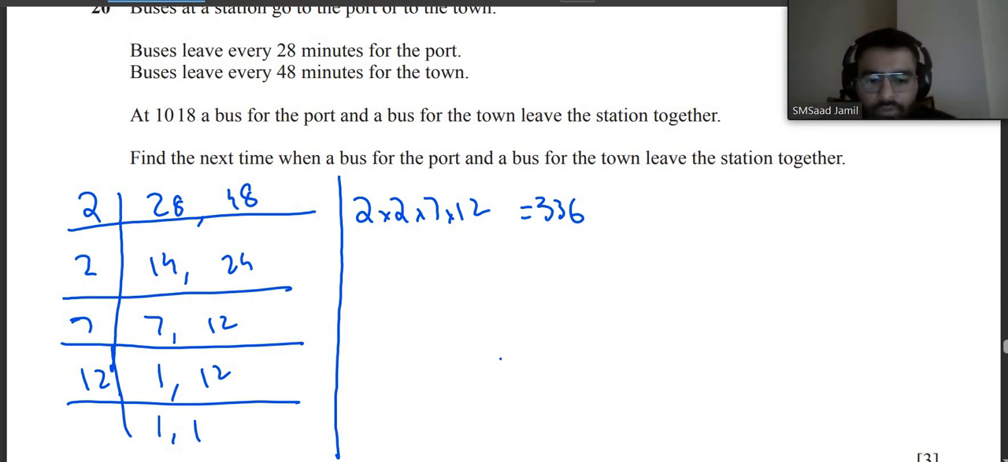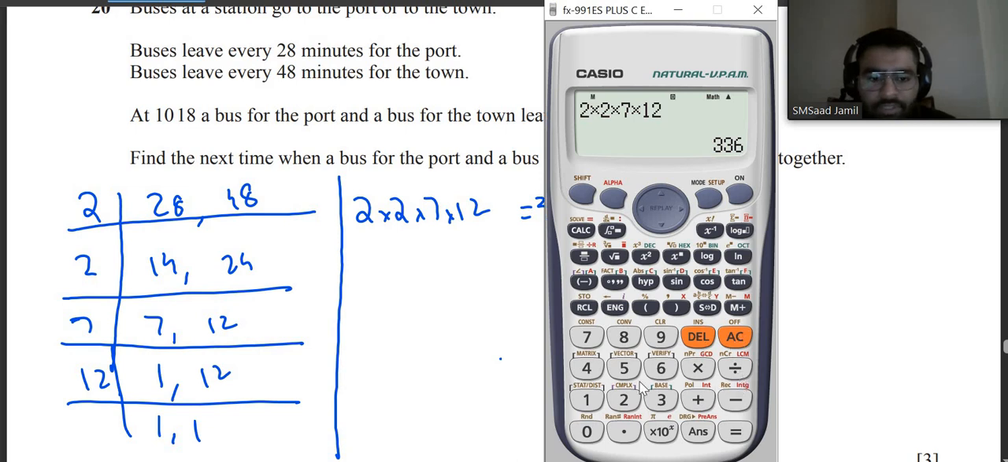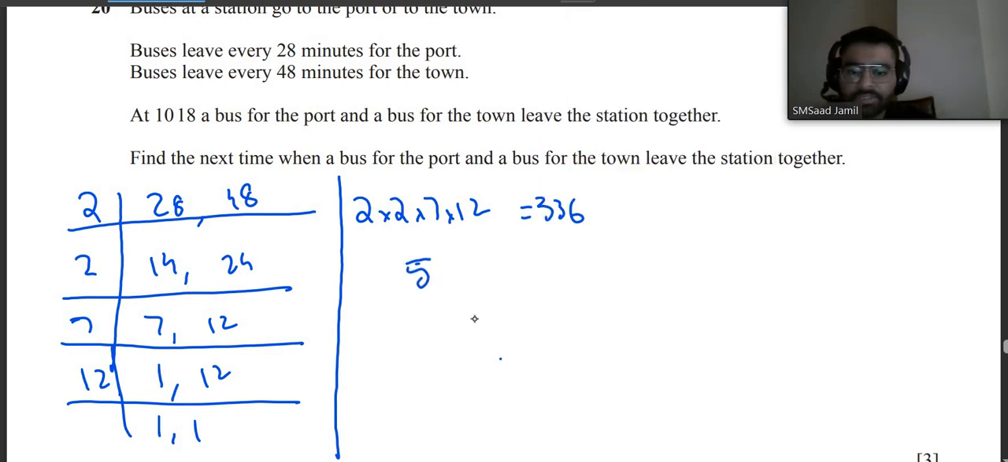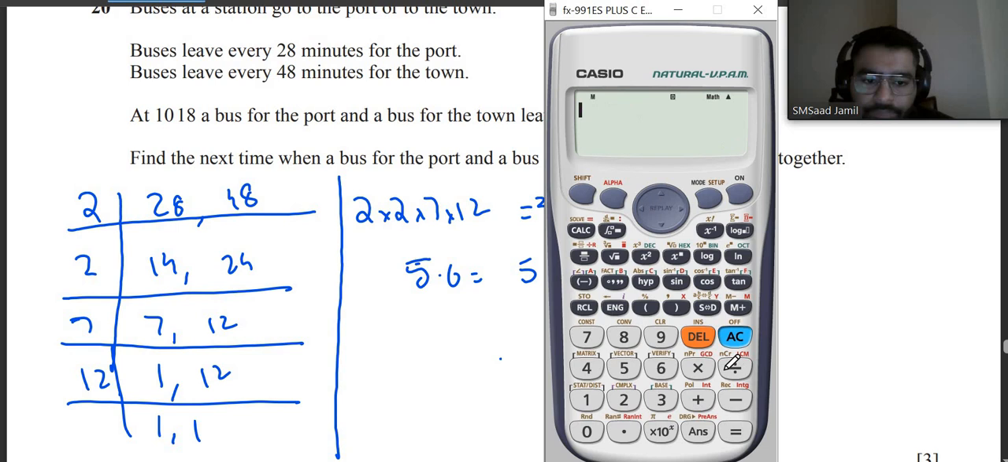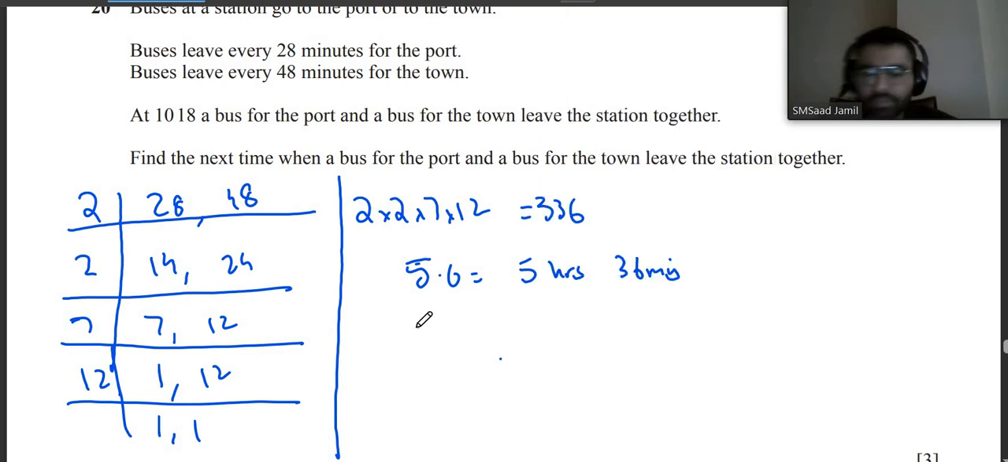So now, let's divide 336 by 60. So this is 5.6, alright. 5.6 hours basically means 5 hours and 36 minutes. Yeah, 5 hours and 36 minutes. How do I know that? Very simply, 0.6 multiplied by 60, that's 36. Okay, so 5 hours and 36 minutes.